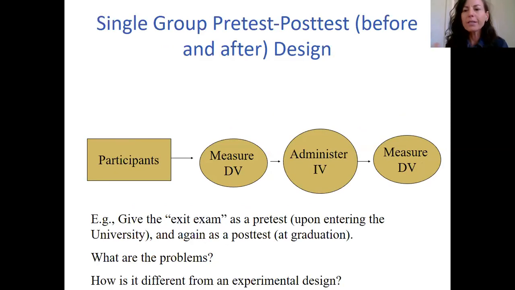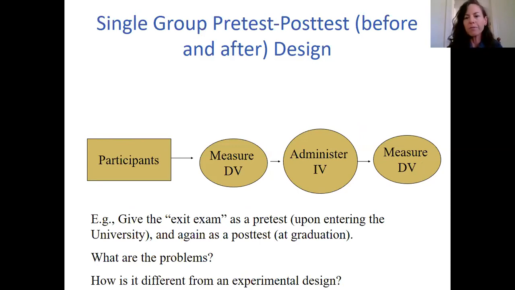Okay, here's a better design. Here's something you can do to make that design better: still use a single group, but now do a pre-test, post-test, or what's often called a before and after design. It's just the same thing we've been talking about before with pre-test and post-test, except there's no random assignment. There's only one group.